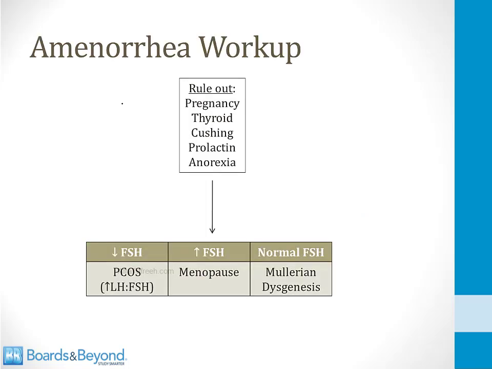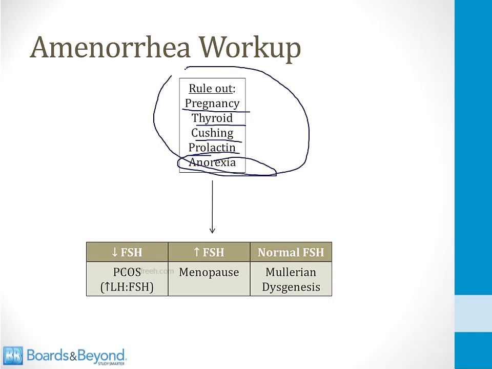For my final slide, let me show you this algorithm for working up secondary amenorrhea. There are lots of algorithms like this. This is just one example, but you begin by ruling out pregnancy, which is the most common cause. You then rule out rare causes like thyroid disease, Cushing's disease, or prolactinoma, and you screen the woman for anorexia. Once all of these things have been ruled out, the FSH level becomes very important. The FSH level will be low in PCOS, or if it is normal, there will be a high ratio of LH to FSH. The FSH level is high, conversely, in menopause, and then you see a normal FSH level in Müllerian dysgenesis or some anatomic problem with uterine outflow and menses.